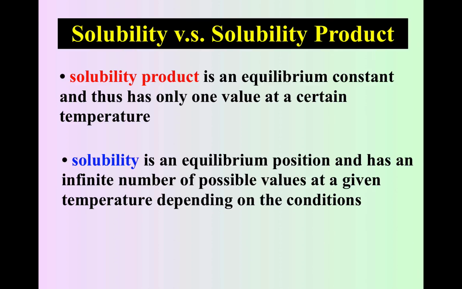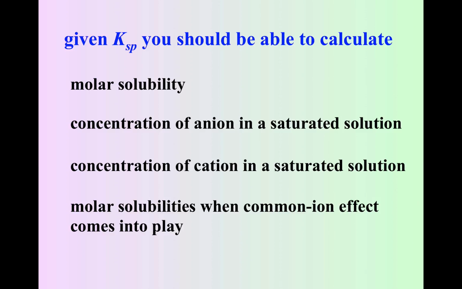Whereas solubility product is a constant at a certain temperature, the solubility has an infinite number of possibilities because of common ion situations. If I put a common ion in there, I affect the solubility of the solid. So given KSP, you should be able to calculate the solubility. How much of the stuff's going into solution? Calculate the concentration of the anion, cation. Well, that goes along with molar solubility. And be able to solve for the molar solubility when you have a common ion. So these are the kinds of problems.